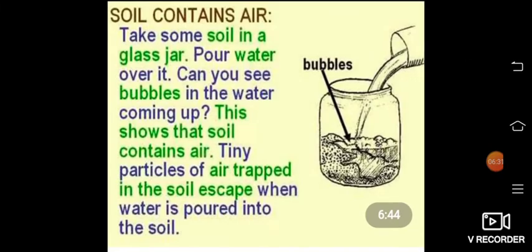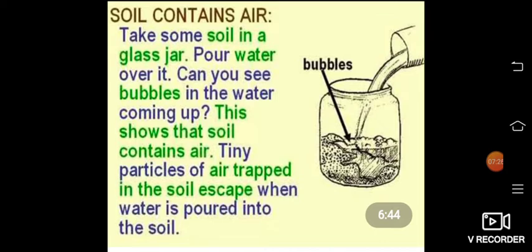Next, look at this picture. Take some soil in a glass jar. Pour some water over it. Now you can see air bubbles in the water coming up. It shows that soil contains air. Tiny particles of air trapped in the soil escape when water is poured into the soil. Just check it out. Take soil in a glass jar and pour some water over it. You can see some air bubbles coming out from the soil, because air particles are trapped in that soil and come out when you pour water over it. Have you understood, children? I hope you understood.